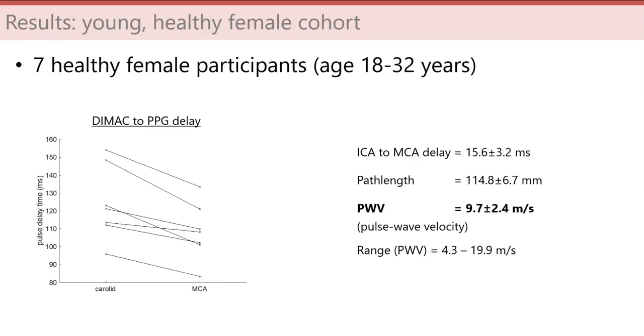So for the results, as I said, we applied this to two different studies. The first was in seven young, healthy female participants. We looked at the delay between the carotid and the MCA and found a 15 millisecond delay. This translates to a pulse wave velocity of 9.7 meters per second. To put this into context with the literature, these systemic measures from the carotid to the femoral are looking at about 6 to 10 meters per second in a young, healthy cohort.